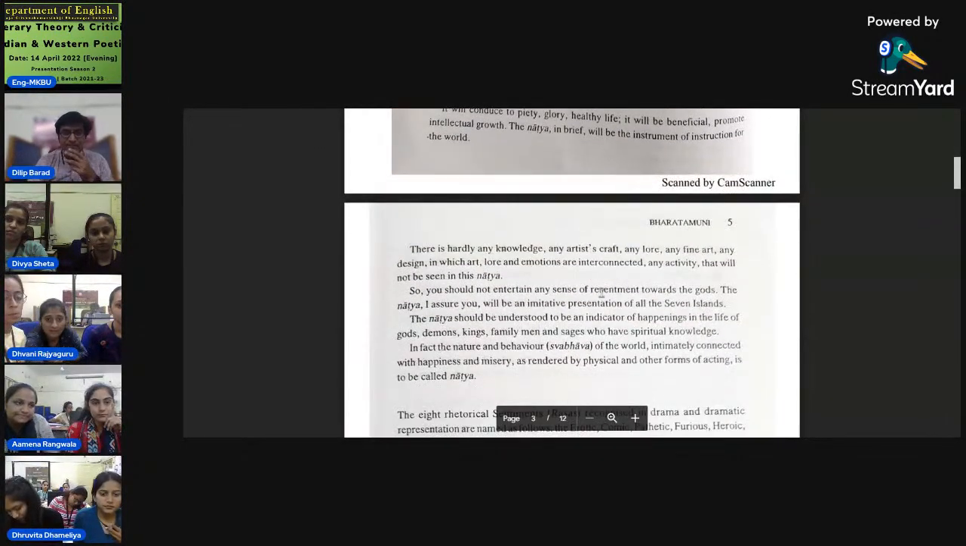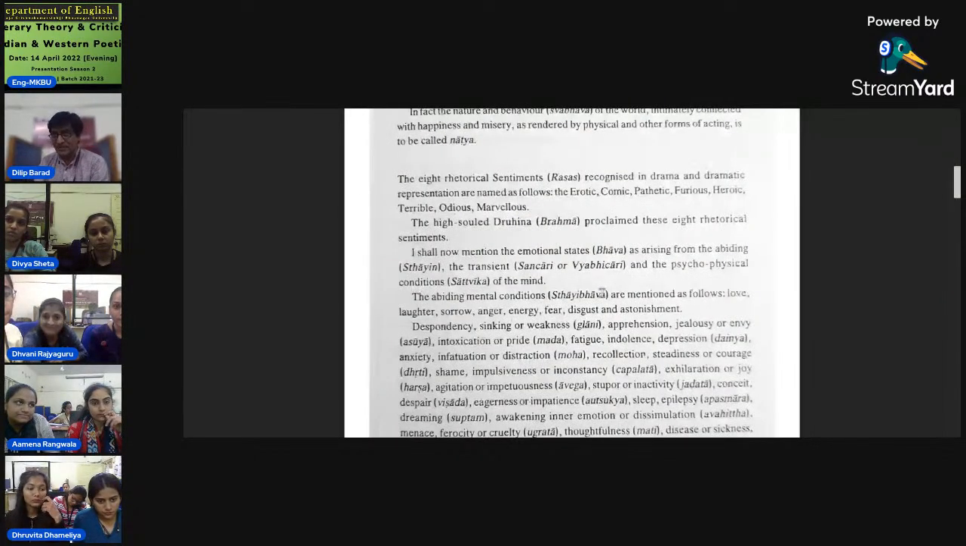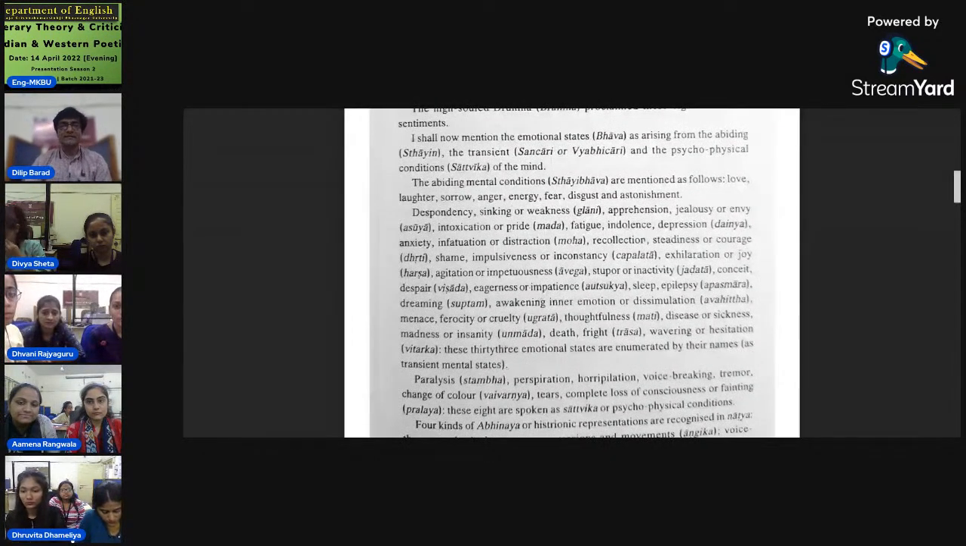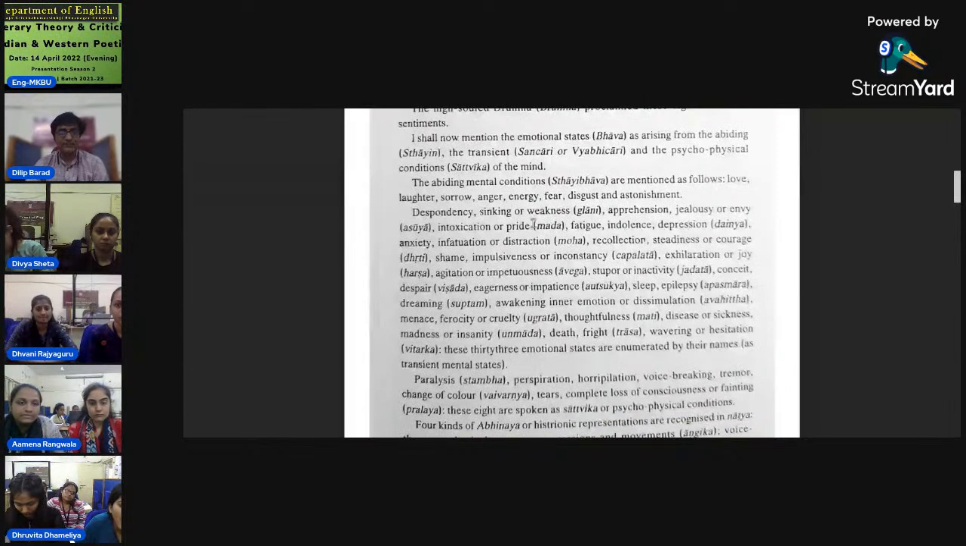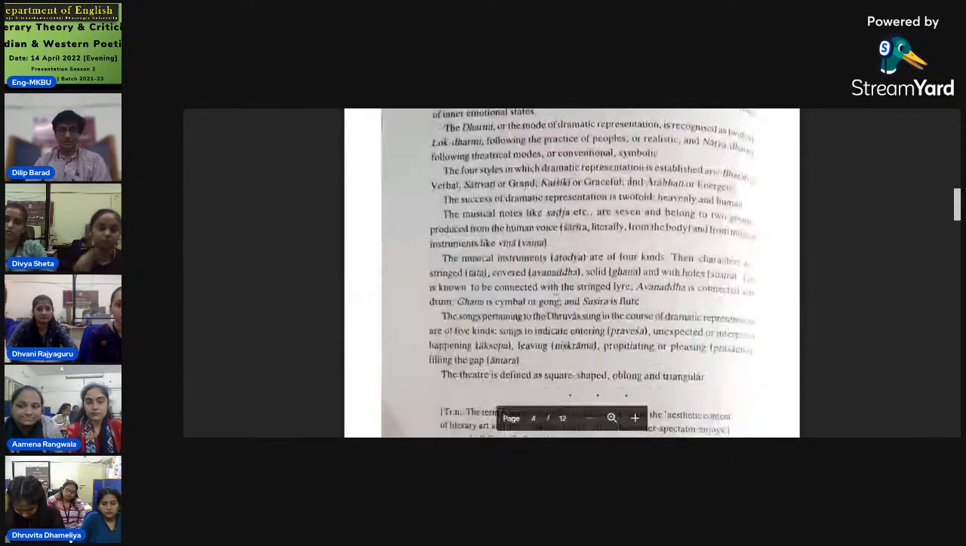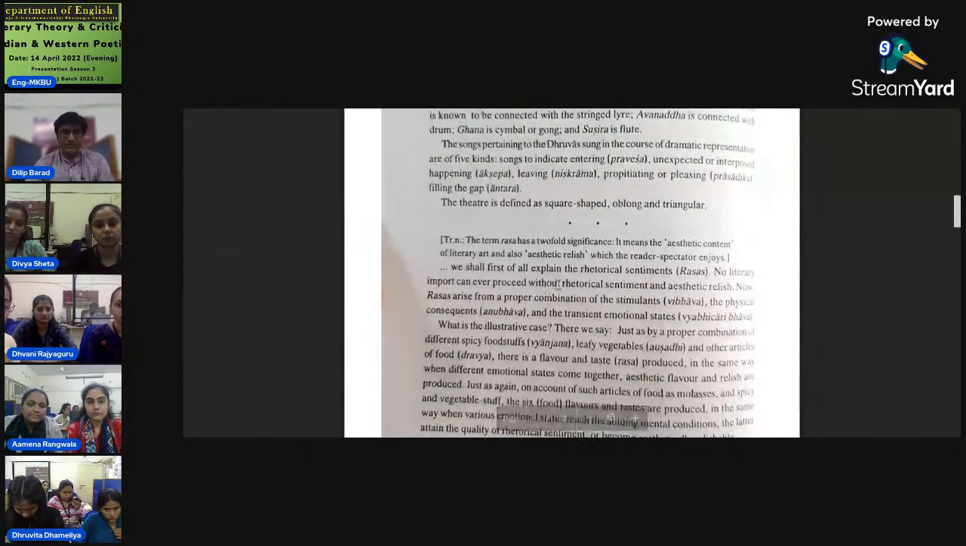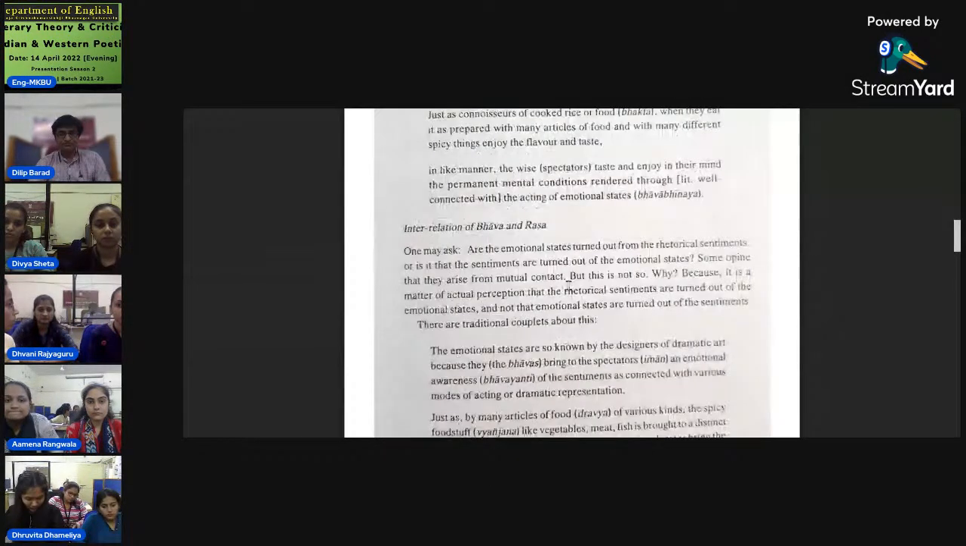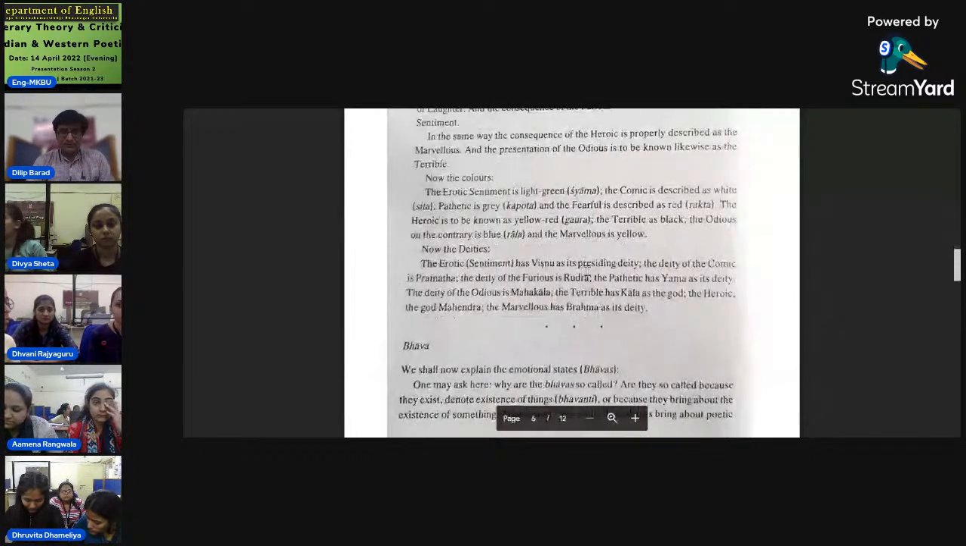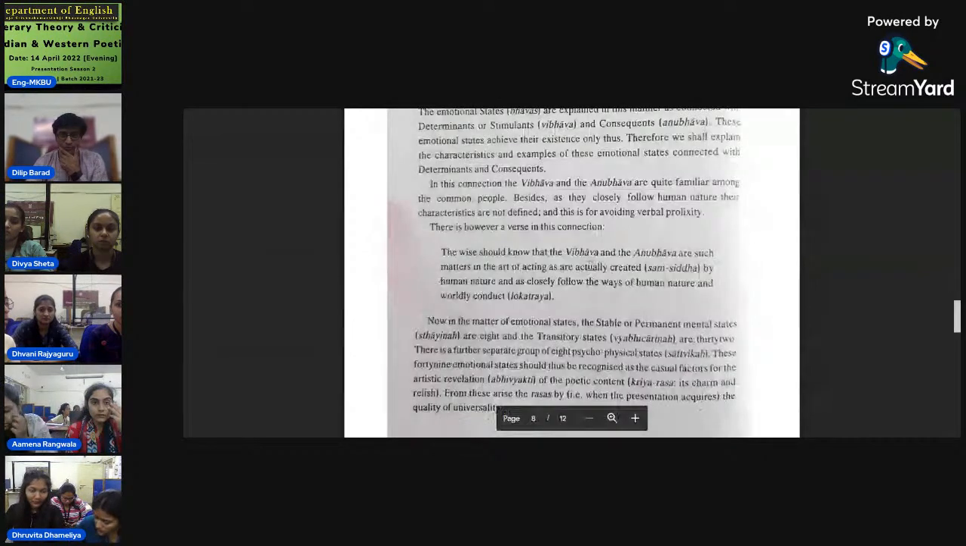And here you will find the eight rhetorical sentiments. Rus is known as that. Some of you have used this in your presentations. If you have not used it, this is the phrase for rus: rhetorical sentiments. Then emotional bhav, emotional states. Then sanchari and vyabhichari, transient, and the psycho-physical condition, that is sattvic. Mental conditions, sthayi bhav. So you have to take these words from this material. If you have not referred to it, at least for your exam purpose, do not forget to refer to this. Relation between bhav and ras. Vibhav, anubhav, all these things are referred to here.